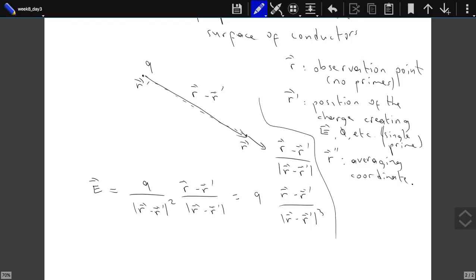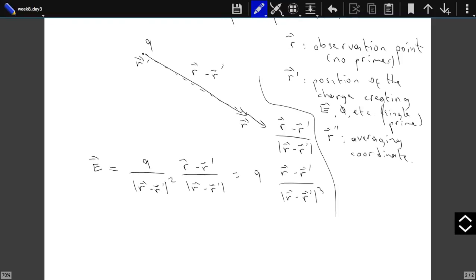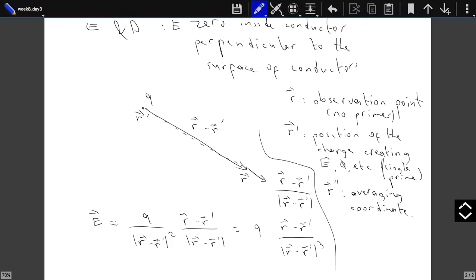You mean the dummy variable in the integral? I said the average. Well, you see, our double prime and our prime, they are dummy variables. We are integrating over them most of the time. Not double integral. Yes.